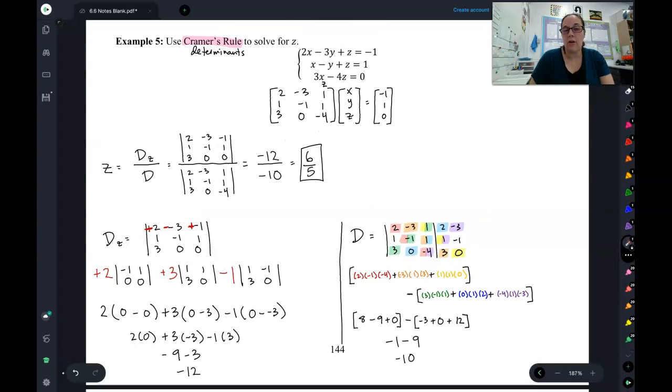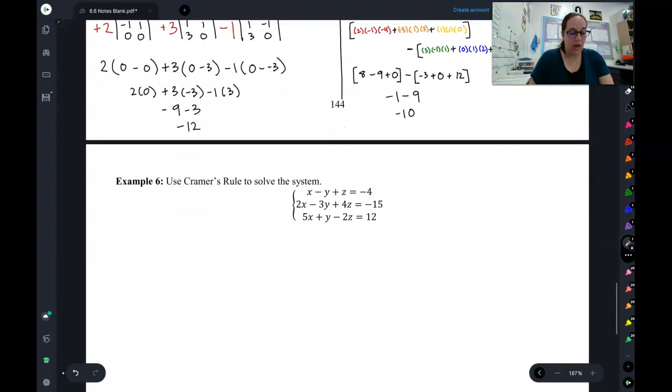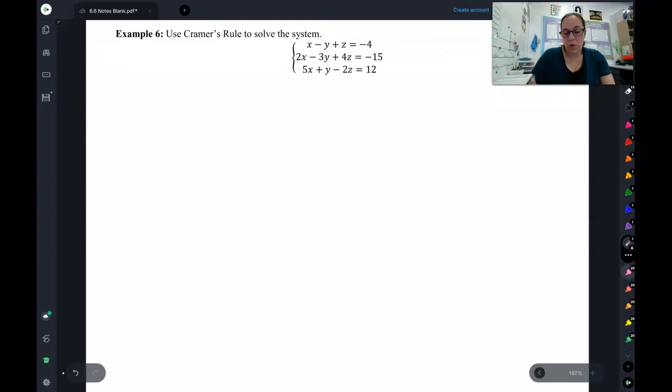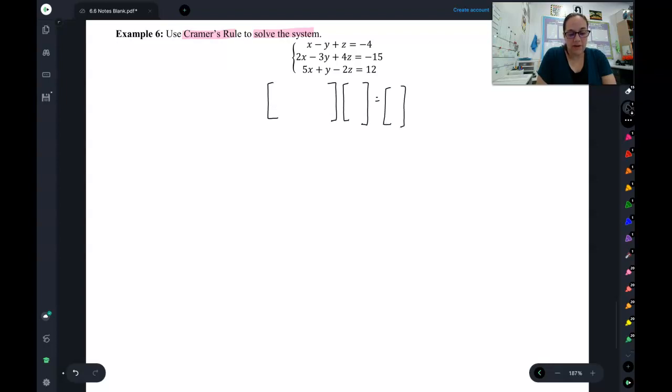So I do not need to solve for the entire coordinate point for example 5. I just needed to solve for z because that's what the instructions said. So I'm done with 6/5. However, last example of the day, example 6, we just need to use Cramer's rule to solve the whole system. So I'm going to get you started on this one, and then I would like you to finish it.